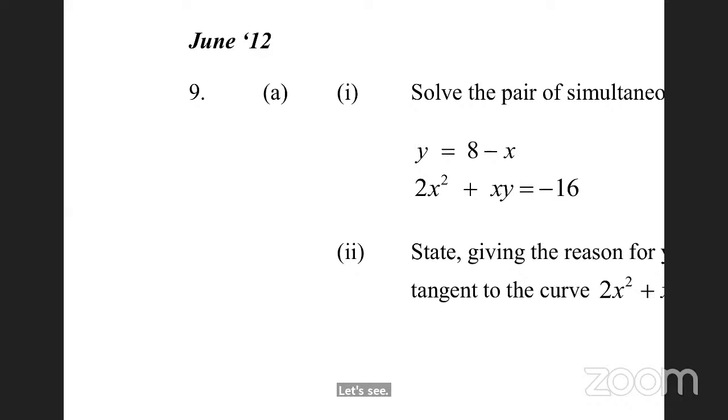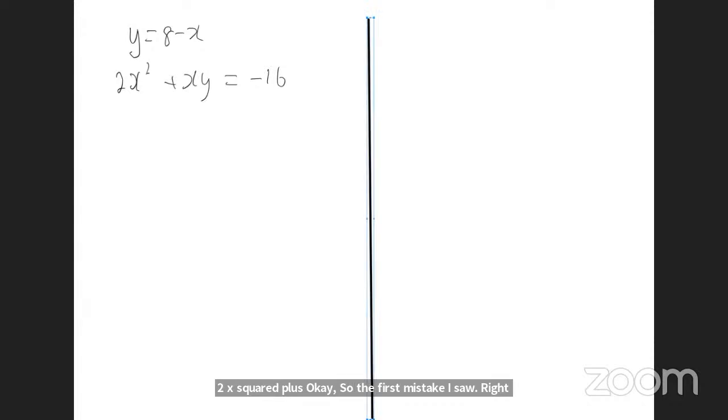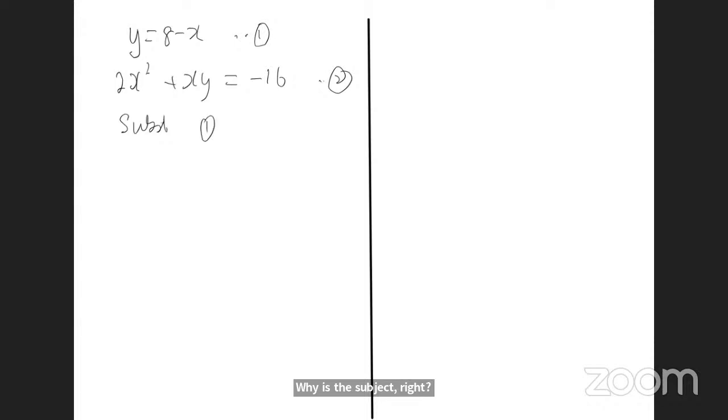So it's y minus, I'll write it down, just some more of what it says there. Eight minus x, 2x squared plus equal to, right. So the first mistake I saw when I walked around was that we substituted the wrong thing. This is equation 1, this is equation 2. So we already have y as a subject, right? So we're going to substitute equation 1 in 2.